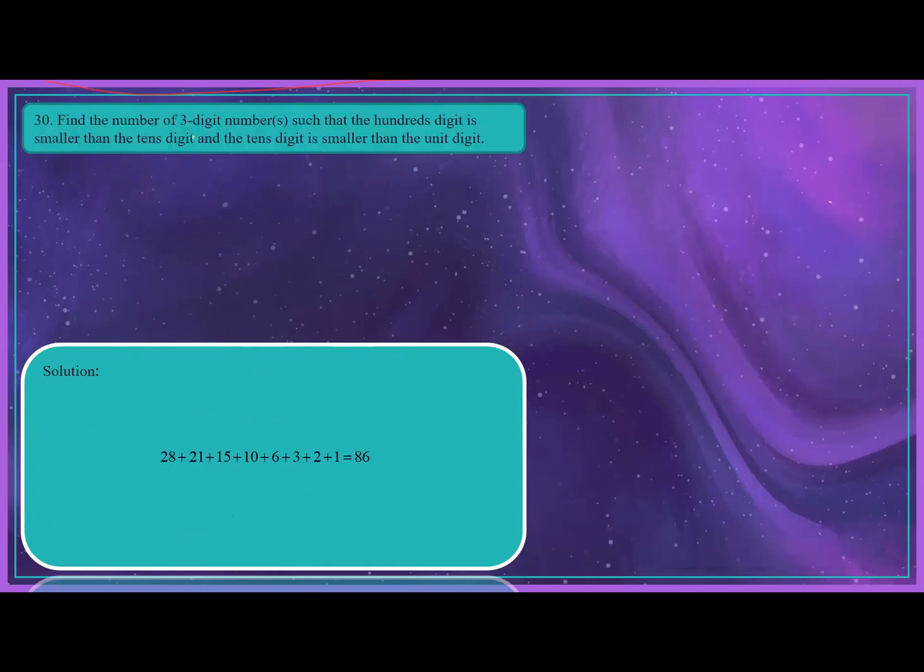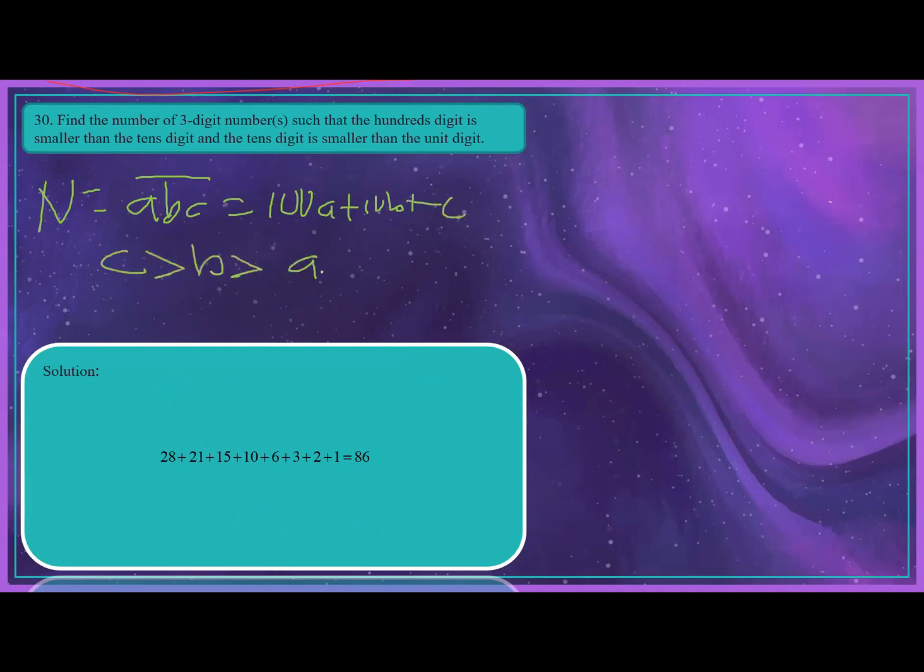Okay, so find the number of 3-digit numbers such that the hundreds digit is smaller than the tens digit and the tens digit is smaller than the units digit. So basically the largest one should be the units digit, right? If we have a number N equal to ABC, this is 100A plus 10B plus C. So we have C should be greater than B and greater than A, correct?